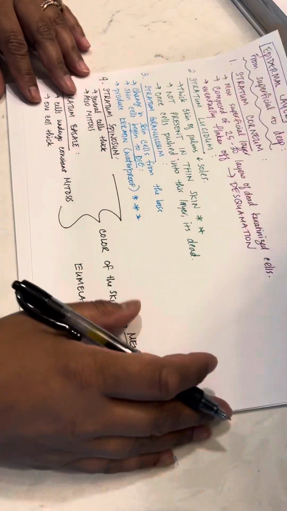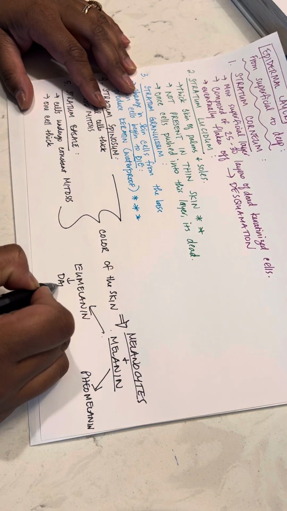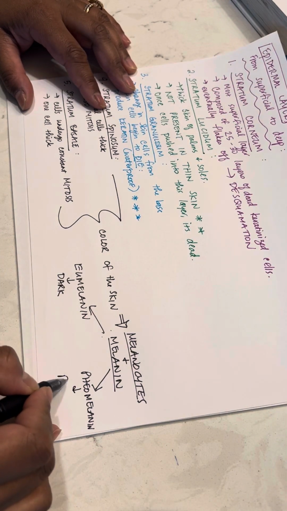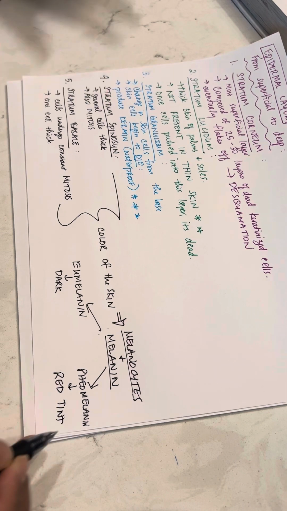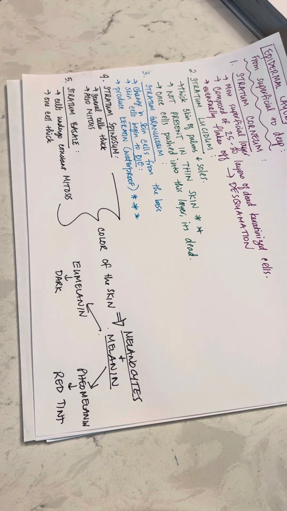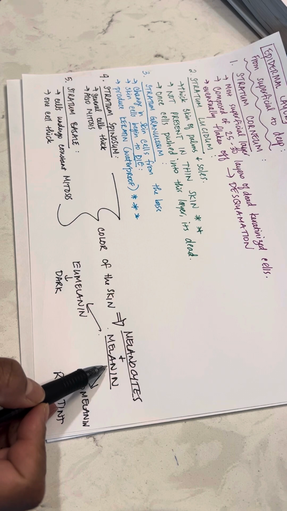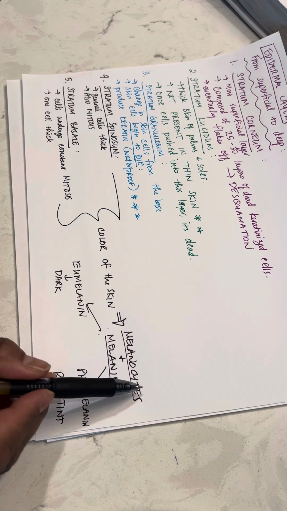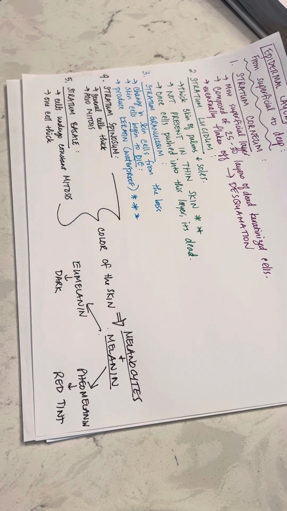The eumelanin is dark, okay? And the pheomelanin produces a red tint. If you read the book, you'll get a lot more information on this, more than what I'm going to have the time to go over. Now, one thing you need to know is everybody has approximately the same number of melanocytes, okay? But these melanocytes have to make the melanin, and everybody's ability of their melanocytes to make melanin is different, and that's what determines our skin color, okay?